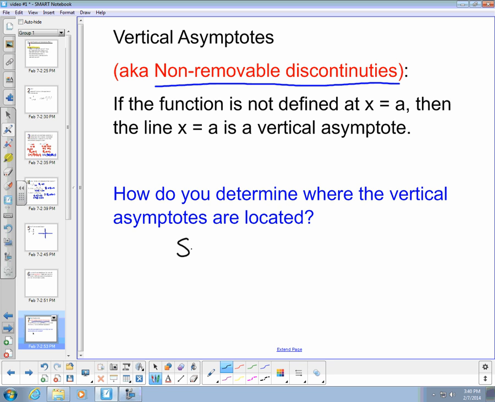Finding vertical asymptotes is very similar to what we did to find what the domain was. So we are going to set the denominator equal to 0, because where that denominator equals 0 will give us the numbers that are not defined for the function, and that will tell us where our vertical asymptotes are going to be located.